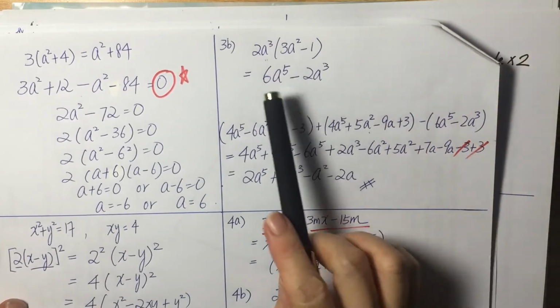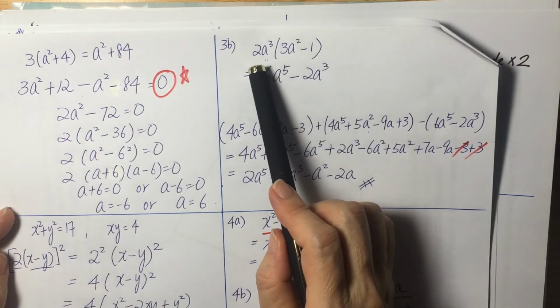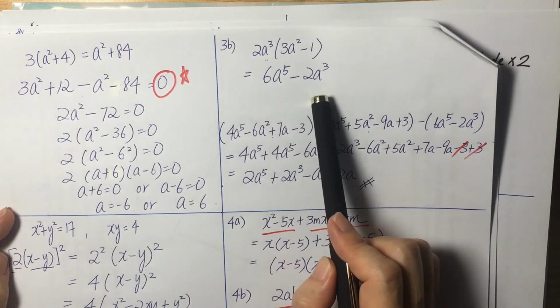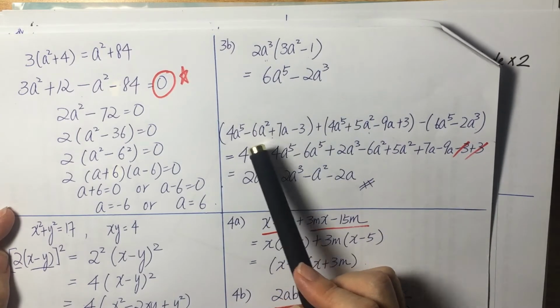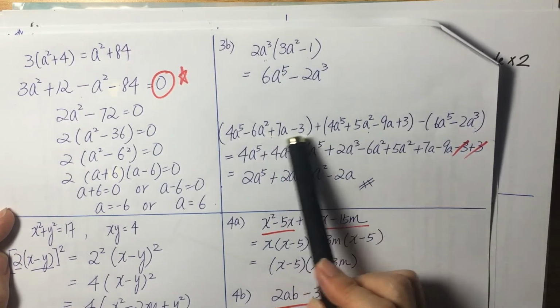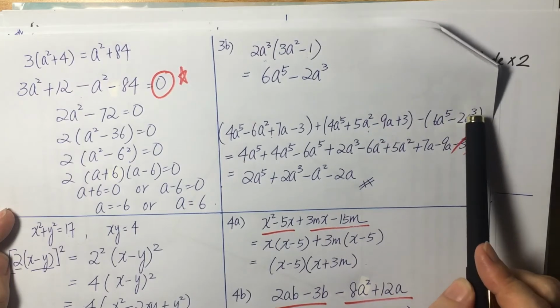Question 3b, you're supposed to multiply 3a squared minus 1 into 2a cubed. So this is the product. And then after getting the product, you're supposed to subtract this product from the sum of these two. So the sum means you add up. Sum, add up, then subtract away this answer.